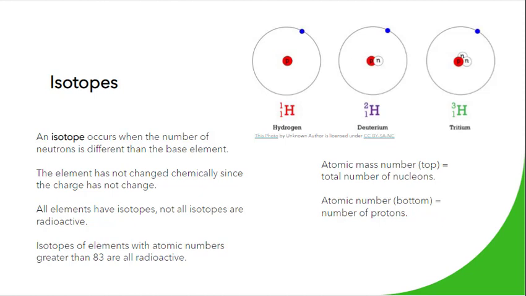So you have hydrogen, deuterium, and tritium. Tritium is the one that's the most unstable, and it's going to undergo beta decay. And just a quick review looking at the symbols for the elements. That top number is the atomic mass number, and it tells you the total number of protons and neutrons in the nucleus. Then the bottom number is the atomic number, and it's just the number of protons.